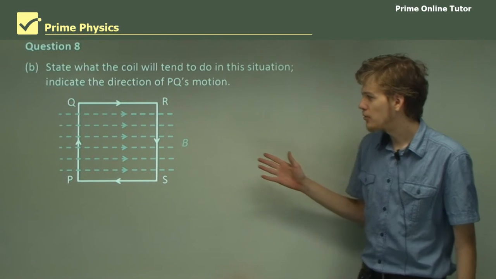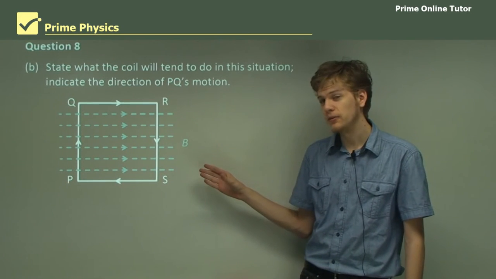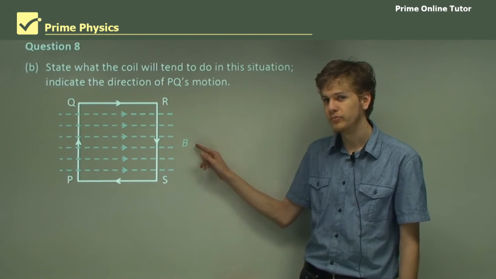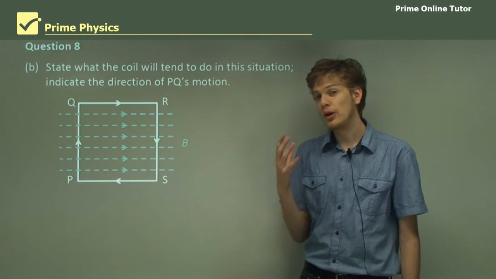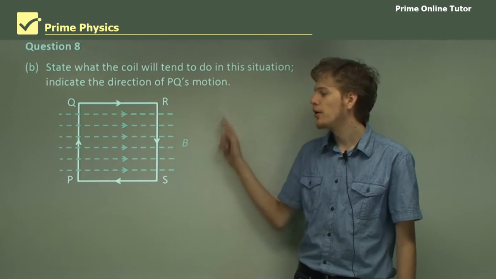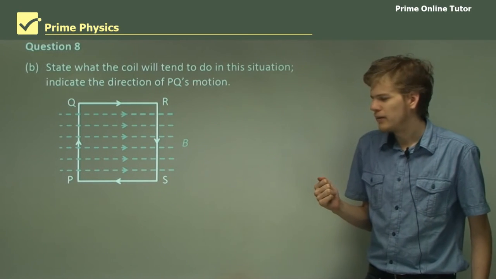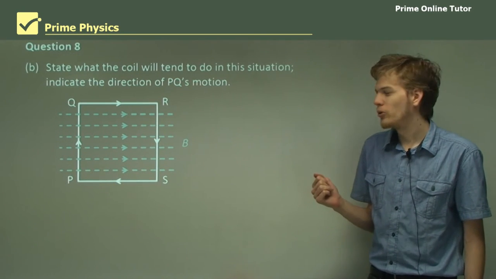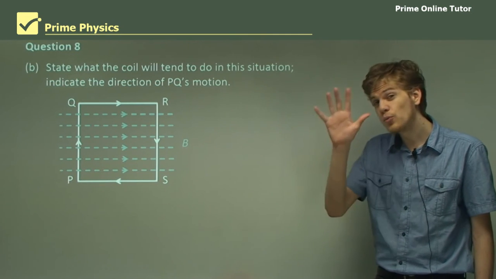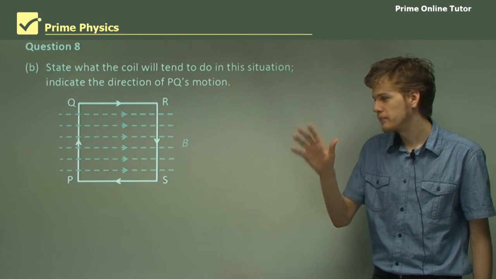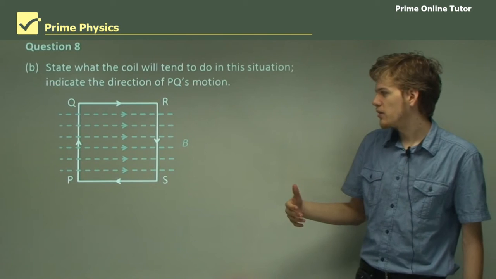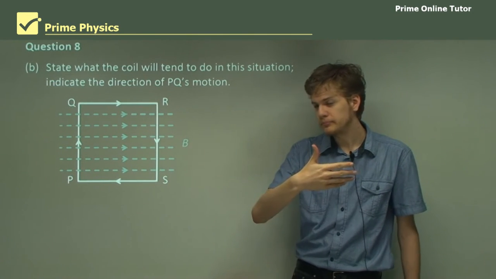So now we have a diagram showing us the direction of the magnetic field. That's B, right? And we also know the direction of the current. It goes in the direction PQRS, as we might have expected. Alright, so how will the coil turn? We can use the right hand rule to figure it out. We can see that the magnetic field will be going this way.